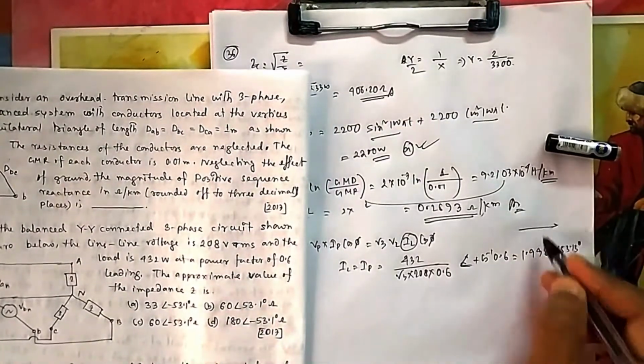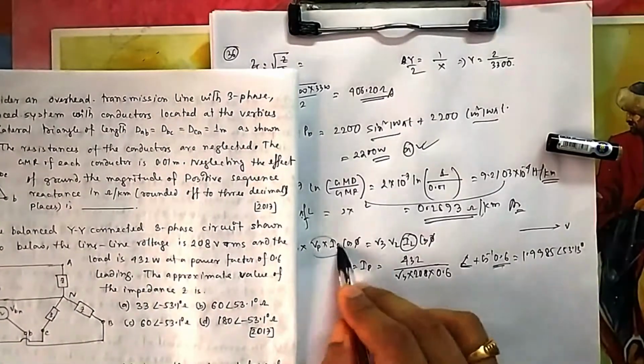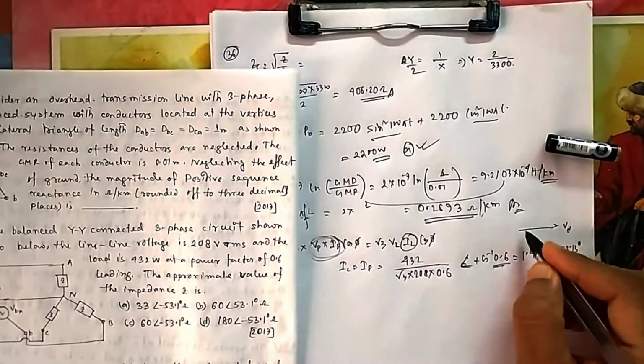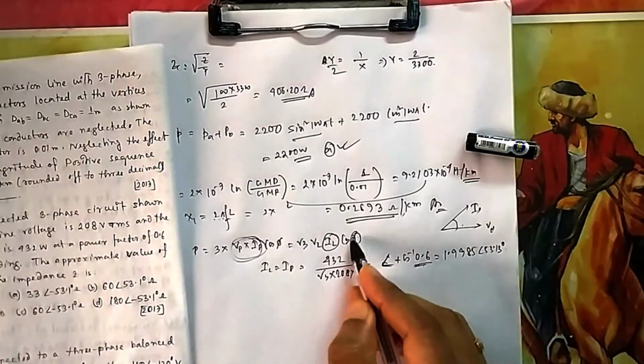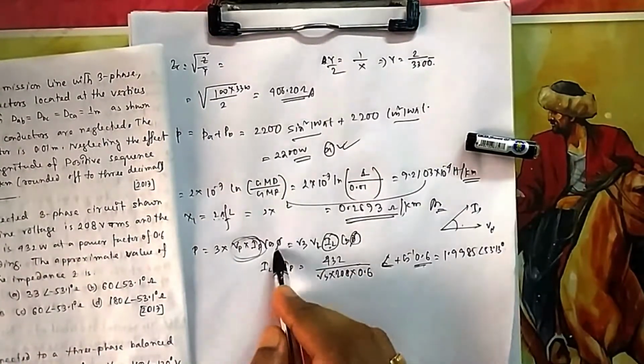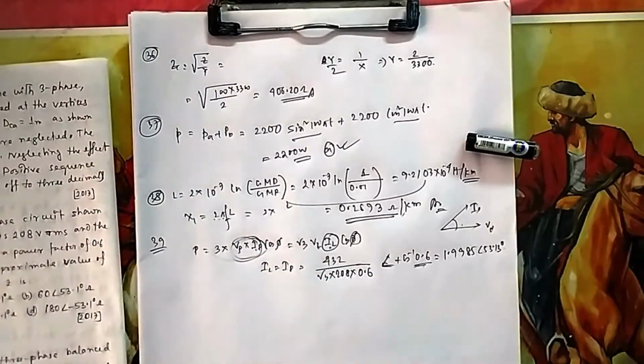Because I have taken the voltage as a reference, this angle is always between Vp and Ip. You always be careful. This angle is always between Vp and Ip, not VL and IL. In the original formula root 3 VL IL, what is this angle? This angle is not between these two. This angle is between these two, because this is the original formula.